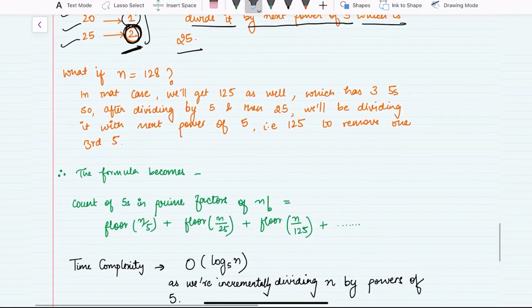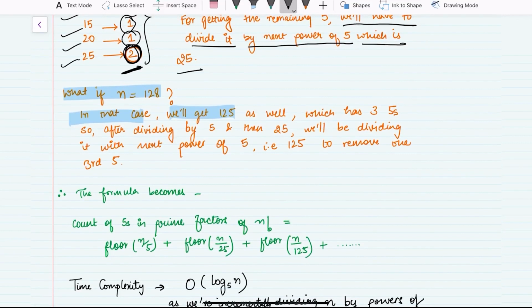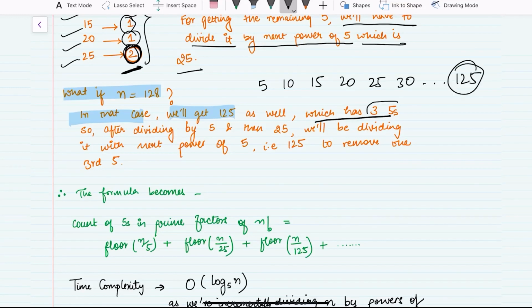But now what about 128? In that case, we'll get 125 as well among the multiples of 5 in 128 factorial. So it's going to be 5, 10, 15, then 20, 25, 30 and so on. Then 125 as well, right? 125 has 3 fives. So after dividing by 5 and then by 25, we'll still be left with one more 5.